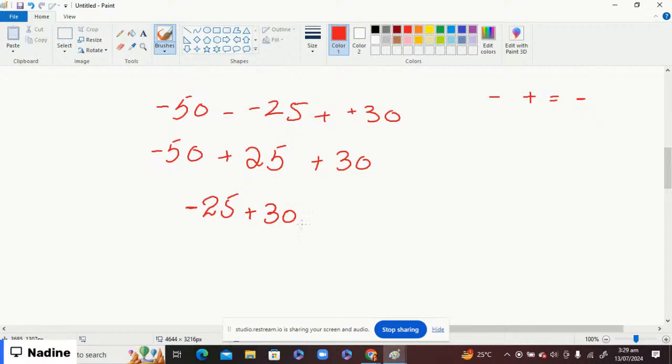So minus 25 and plus 30. What's the answer we get? The answer we get is 5. Okay, so here is the 5. But with which sign? Negative sign or plus sign? It's plus sign, because the greater number has the plus sign.